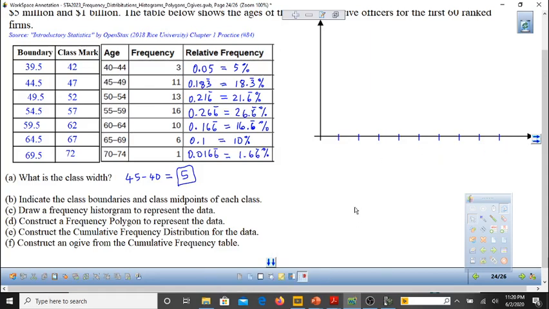So my first boundary is the 39.5, which is right here. Then my next boundary is 44.5. Then 49.5. Then 54.5. Then 59.5. And then 64.5, then 69.5, and then the final boundary would be 74.5. That would be the boundary.